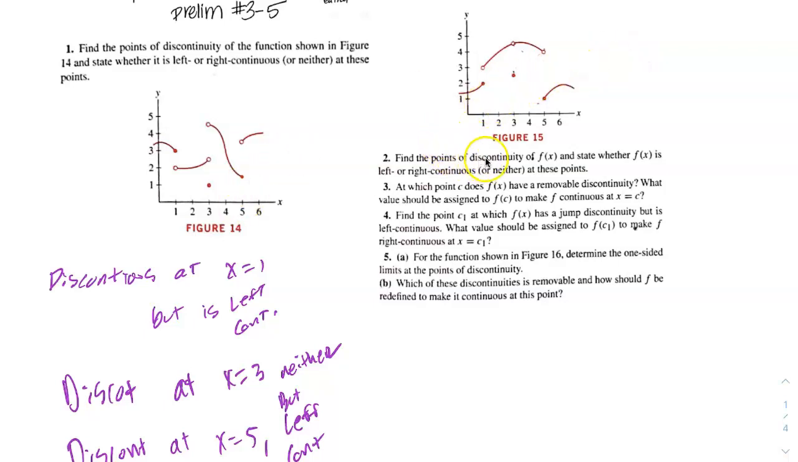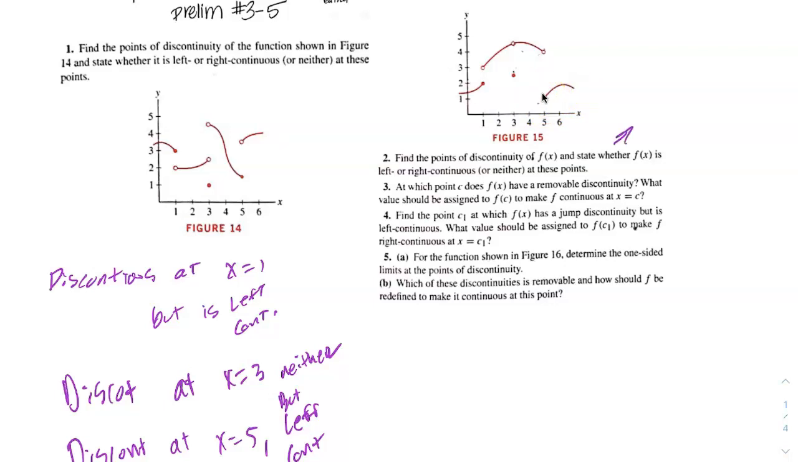Find the points of discontinuity of f of x and say whether f of x is left continuous, right continuous, or neither at these points. So just like the question we just had. So we'll go faster here, right? At 1, we're discontinuous, and it's left continuous. At 3, we're discontinuous. You can't draw that without picking up your pencil. There's a hole right there. So that's discontinuous at 3, and it's a neither, not left or right. And then at 5, we are right continuous. So from the right, you have a closed circle.